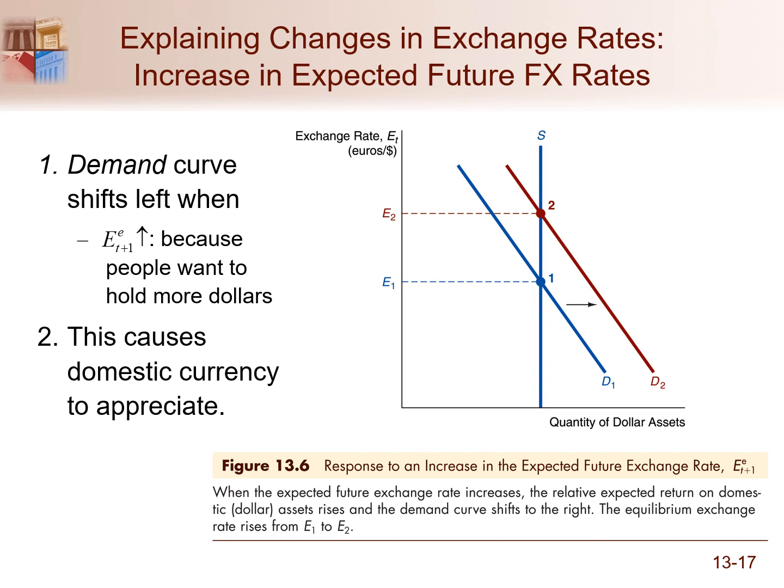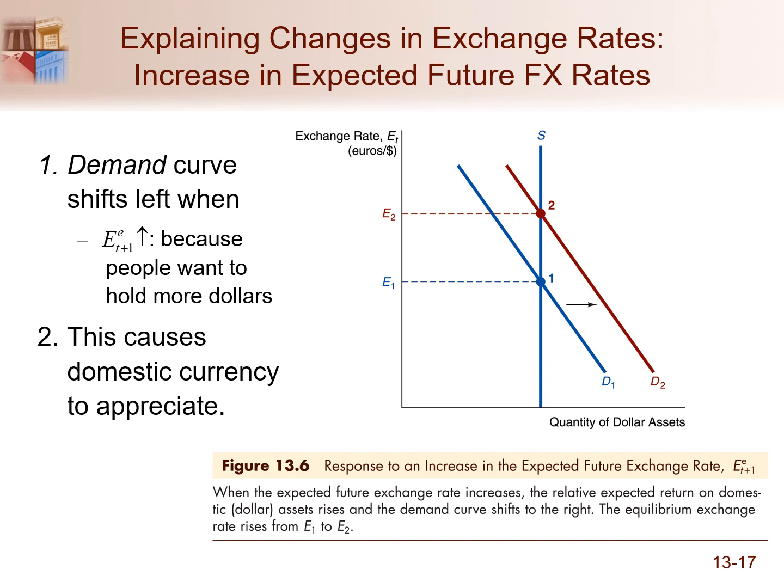So the demand curve shifts to the left when there is an expected increase in the foreign exchange rate, because people want to hold more of the dollar. This causes the domestic currency to appreciate, and in this case your demand curve would go upwards, and shift from point 1 to point 2.